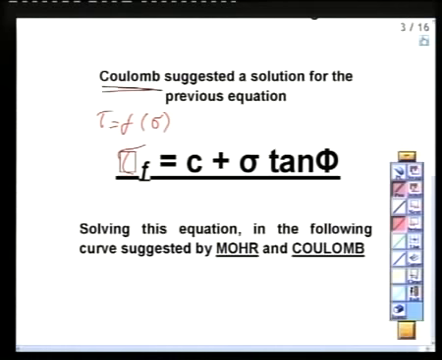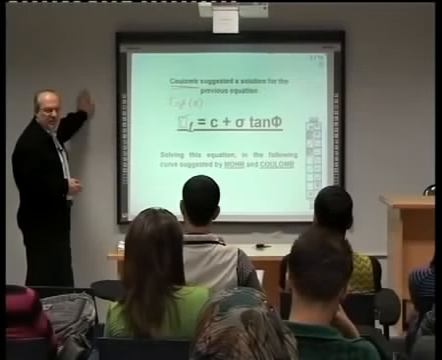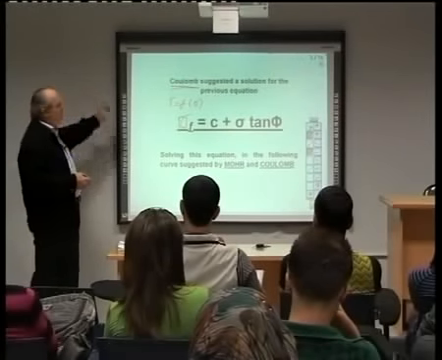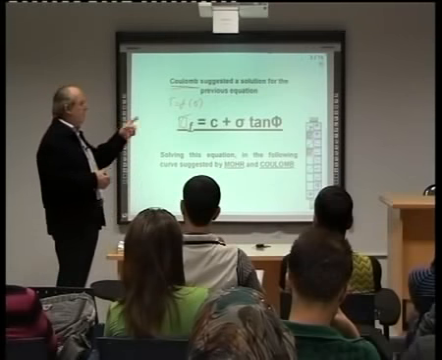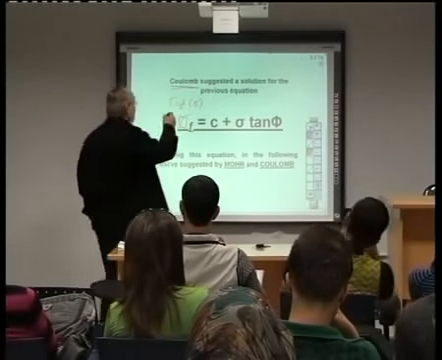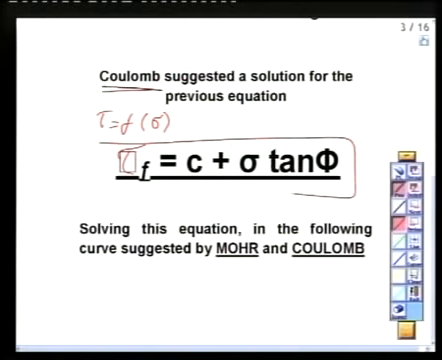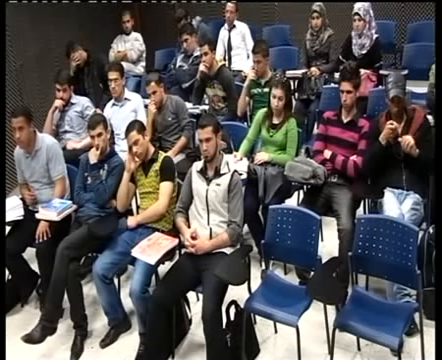If you don't know it, then you did not study soil, you don't know foundation, you don't know engineering, you don't belong to engineering. Coulomb solved the problem. Tau at failure equals C plus sigma tan phi. This is very important. All our talk from now on will be based on this equation. Tau, shear stress, equals C plus sigma tan phi.